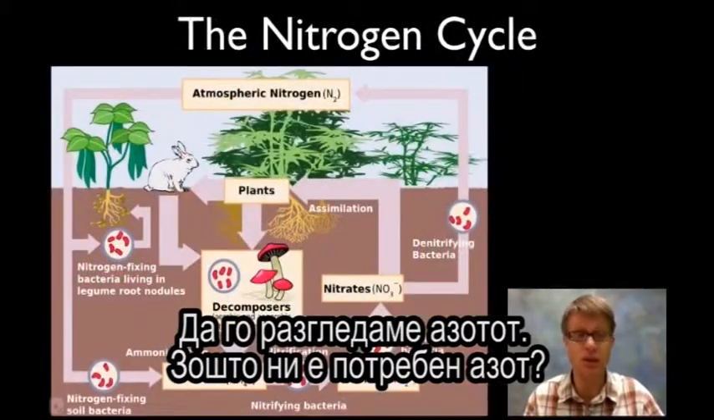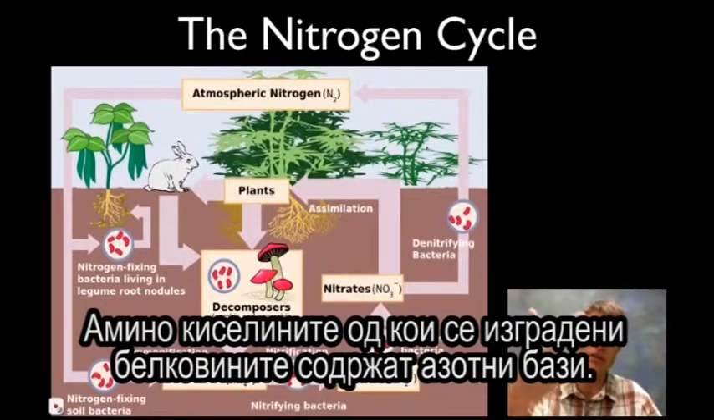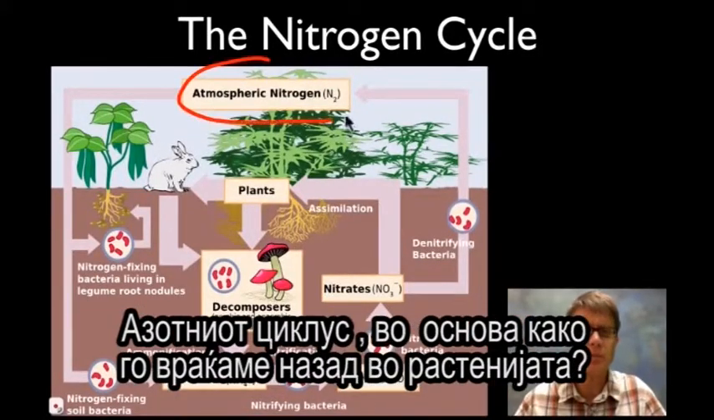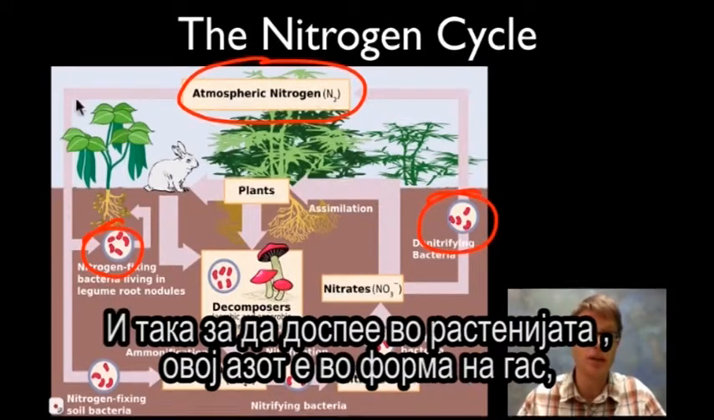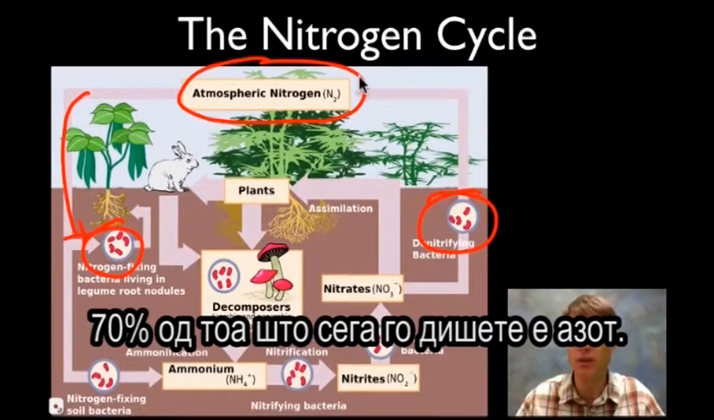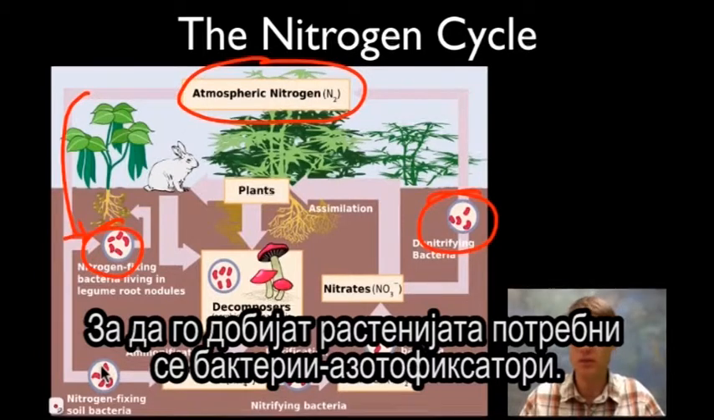That's nitrogen. Why do we need nitrogen? Remember, amino acids and also the nitrogenous bases. Now, the nitrogen cycle, basically, how do we move that into plants? On the nitrogen cycle, on both sides, we need bacteria. And so in order to get it into plants, that nitrogen in the atmosphere, it's just nitrogen gas. 70% of what you're breathing now is nitrogen. In order to get that into plants, there are going to be bacteria.